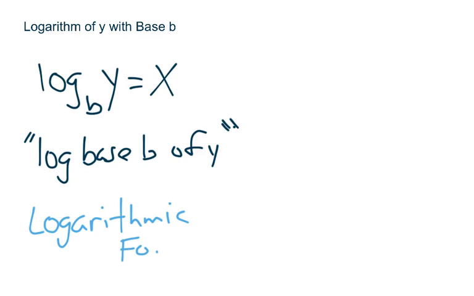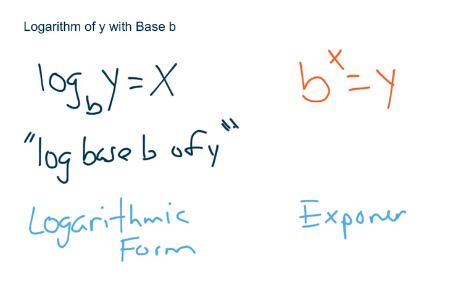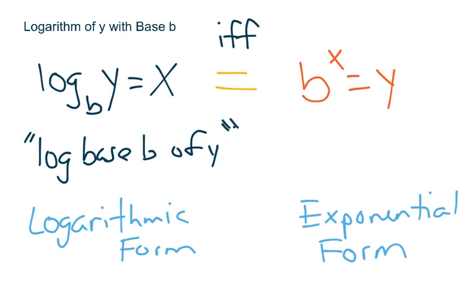Well, why is that important? There's another way we can write this, where we have b to the x power is equal to y. This one here is exponential form. These two statements right here are equal. You could say log base b of y is equal to x if and only if b to the x is equal to y.